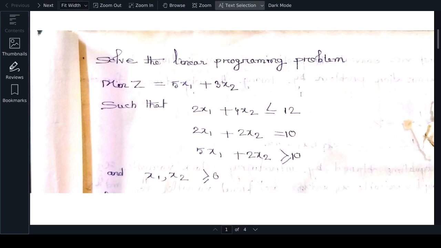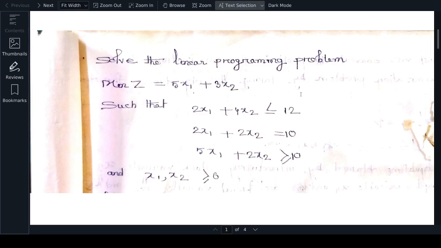So for the first constraint, the first work is what? Minimization problem. So first you convert it into the maximization problem, solve, and finally again you convert into the minimization. Next you see the constraint constant term. So the constant is positive, then no problem.